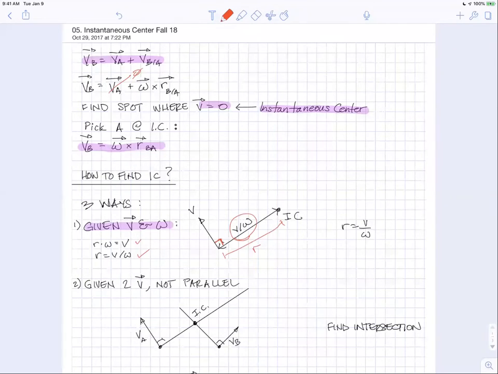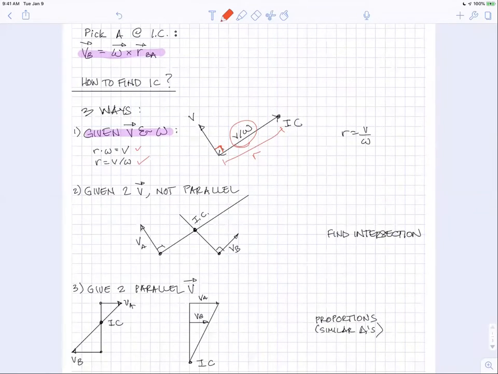The second type of problem is you're given 2 points like this, and you're given some velocity directions, like usually a slot or a surface. And then what you do is you draw perpendicular to both of these velocities. There. And wherever these lines intersect, that's your instantaneous center. And if you're good with geometry, you can find all the distances.